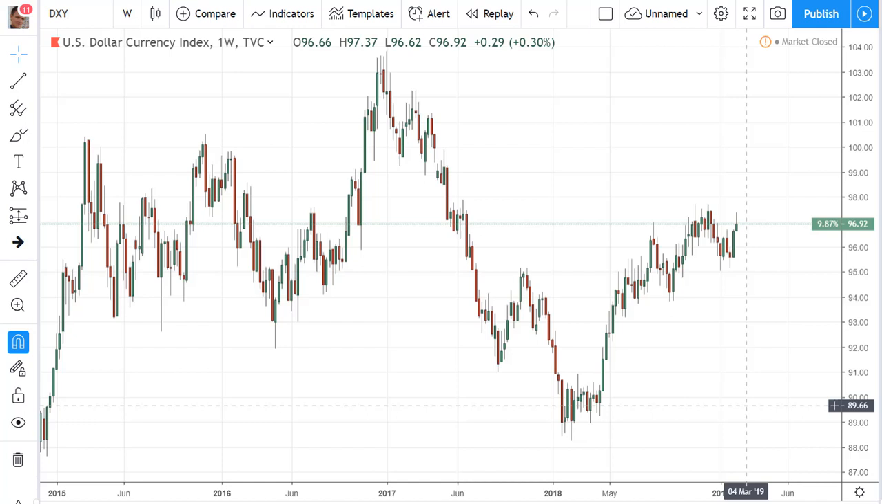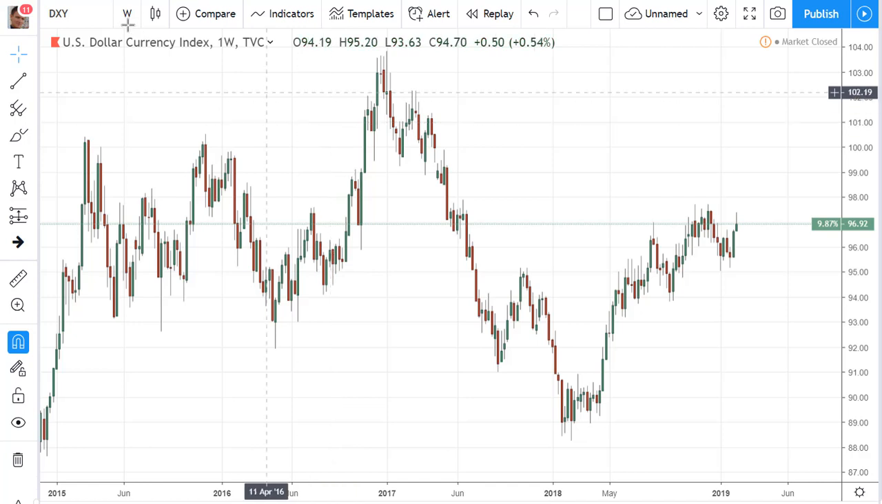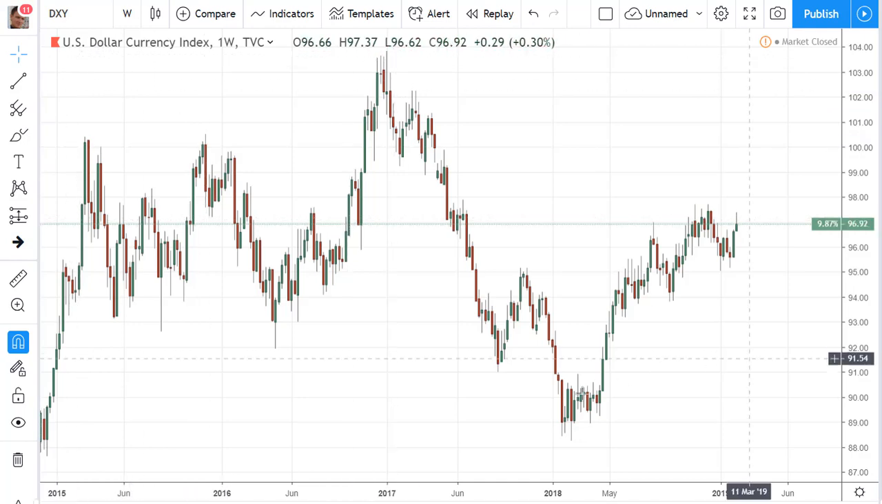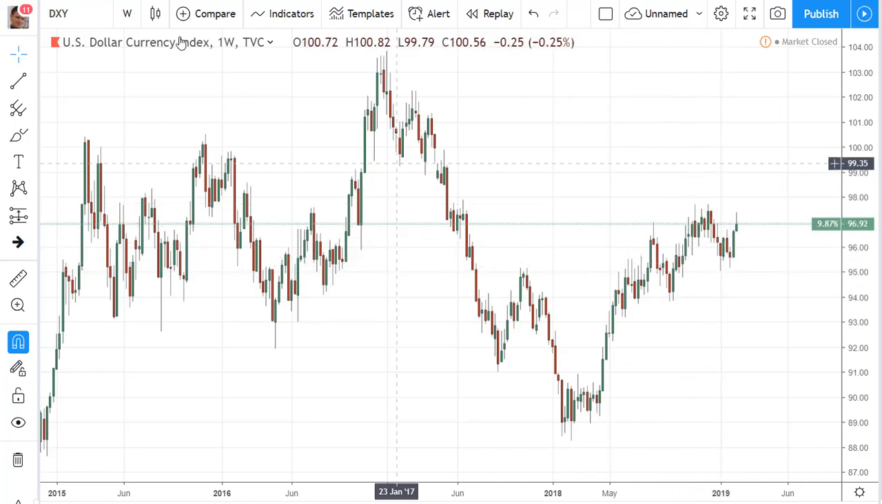So enough said. The dollar index, I posted about it yesterday on Instagram already. This is the weekly chart. Well, pretty obvious. Trend was moving up. The upside move is stalling a little bit. As you can see, we're starting to range on the weekly.